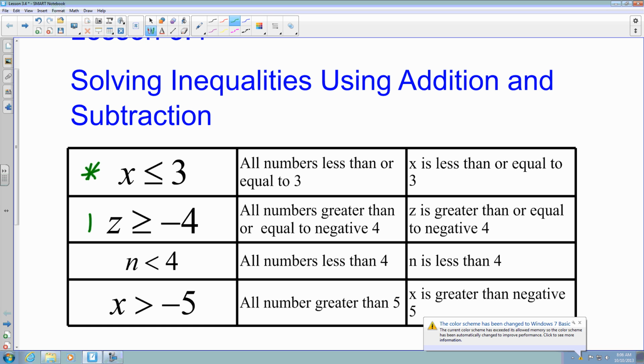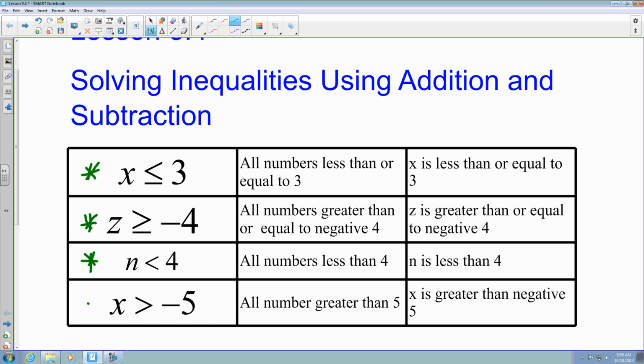If we go to the next one, I have z is greater than or equal to -4. So anytime the alligators are opening up towards the left side value, and it also has the line underneath it, we can say that it's greater than or equal to. The next one is n is less than 4. Again, anytime that the alligator is opening up to the right side value but does not have a line underneath it, it's just written as less than.